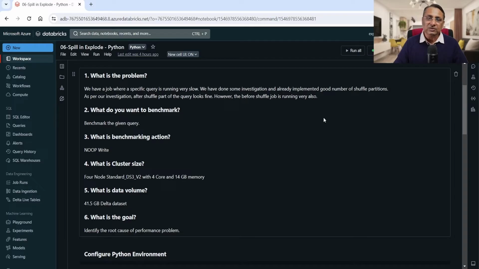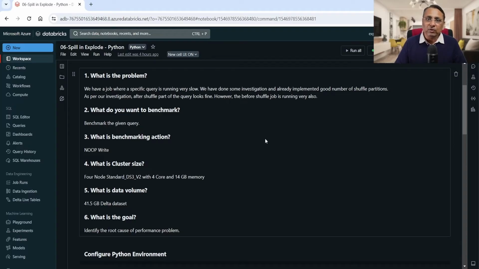What they noticed is, we know that Spark executes queries as a set of jobs, at least one job before the shuffle and then another job after the shuffle. So what they are saying is the after-shuffle job is running fine. But even before the shuffle, whatever job we have before the shuffle, that is running very slow.